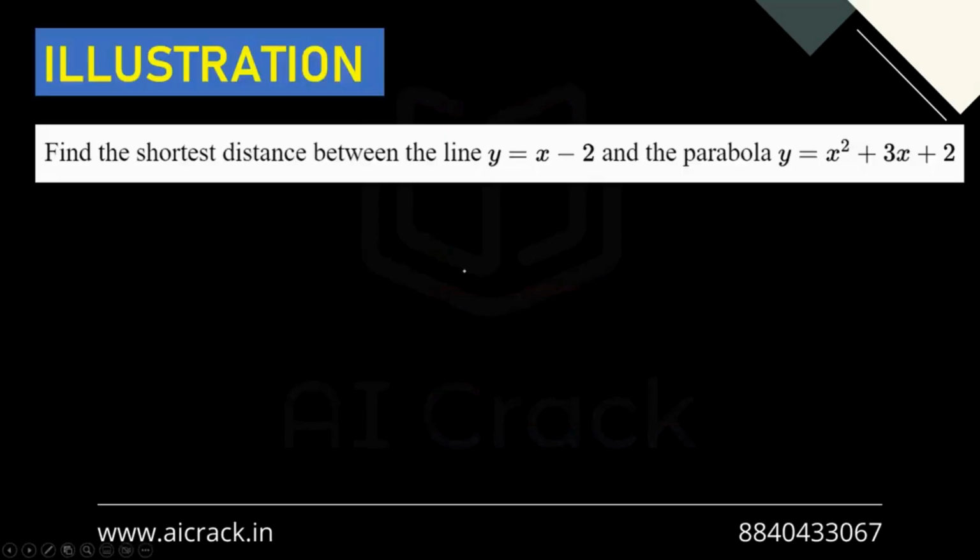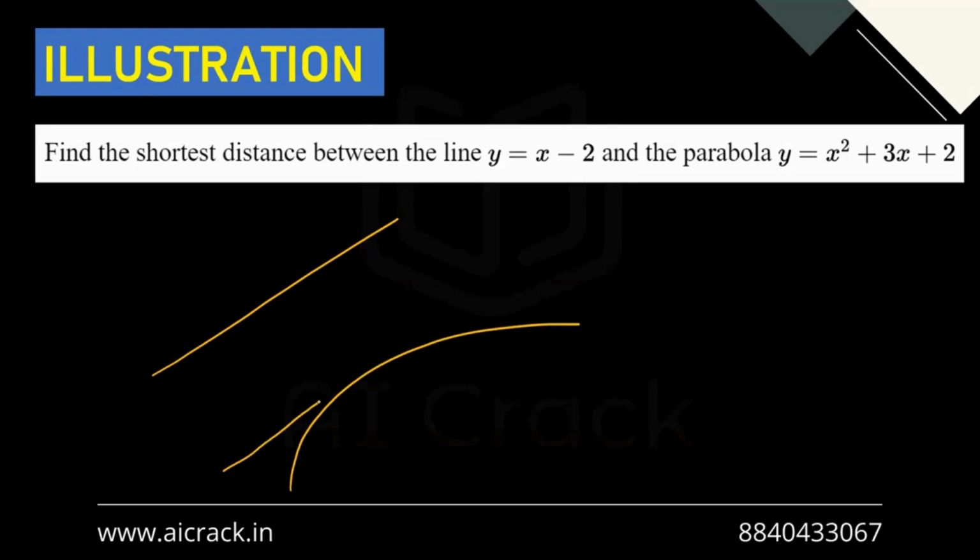So let's see that in an example. Find the shortest distance between the line y equals x minus 2 and the parabola y equals minus x square plus 3x plus 2. Okay. In this case, we have been given a straight line and we have been given a curve. So what we have to do, we have to find out a parallel line.